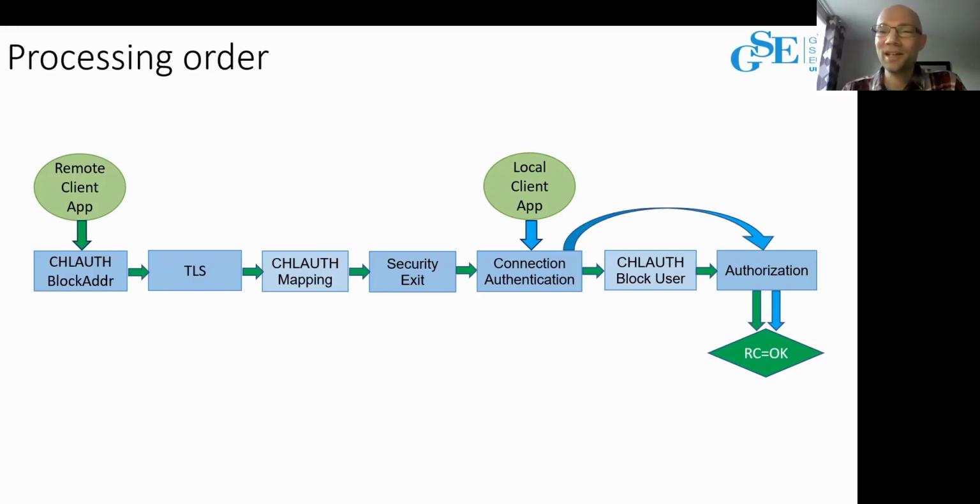So locally bound applications will go to the connection authentication. If they do specify a user ID and password in the MQCSP structure, then that will get checked by the queue manager. But that's pretty much all. We then skip straight to having authenticated that connection and then using that user ID for authorization checks for whichever operations that application wants to do.